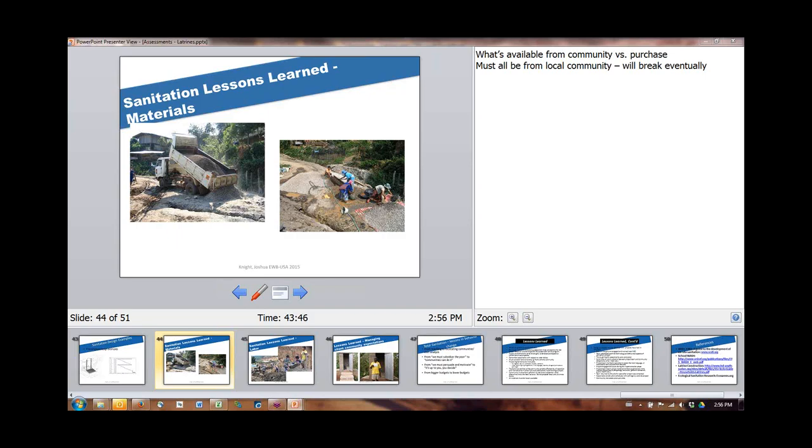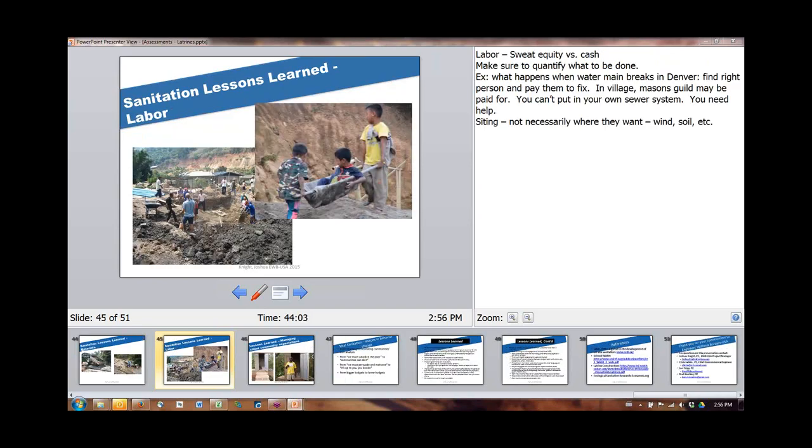And also you can get that material locally. But again, it may be not as high quality. Maybe it's much rounder rocks that aren't so good for concrete. But they're available, and that's what people are going to use after you've left, so maybe you should use that in the first place. Also, as far as labor goes, they should be doing that as well as the cash contributions.